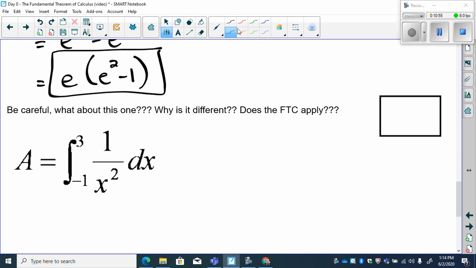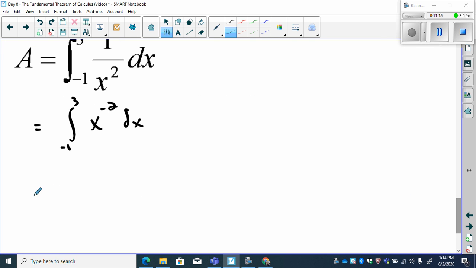Okay, here's a common mistake with this one. It says, be careful, what about this one? Why is it different? Does the fundamental theorem of calculus apply? Most people would jump into this one and rewrite the integral from -1 to 3 of x to the -2, integrating with respect to x. They would do the antiderivative: add 1 to the -2, which gives you x to the -1, and you divide by the new exponent, -1, going from -1 to 3.